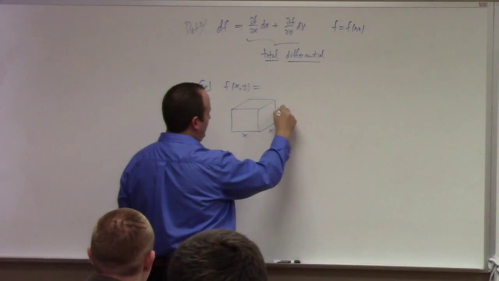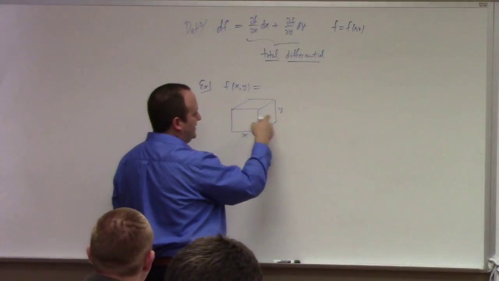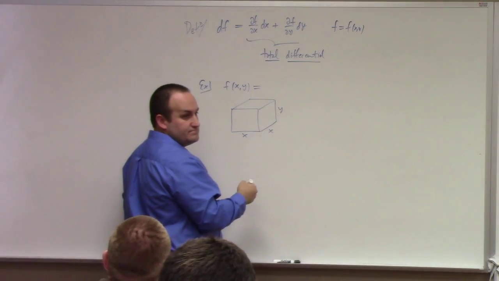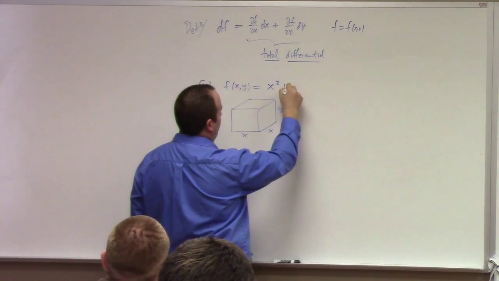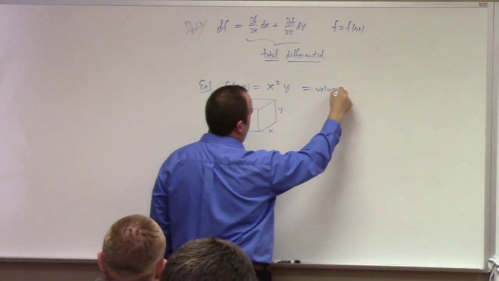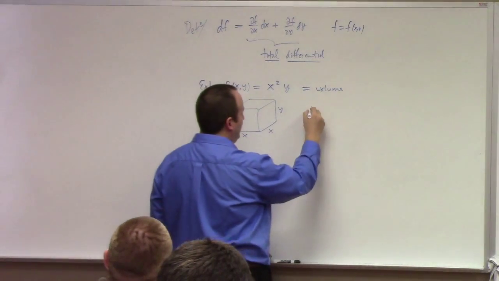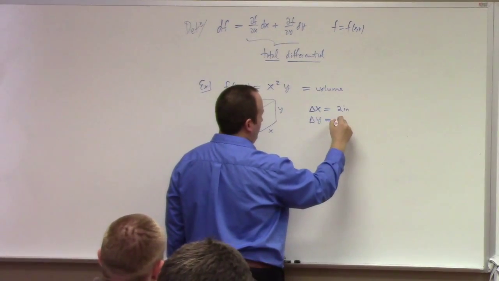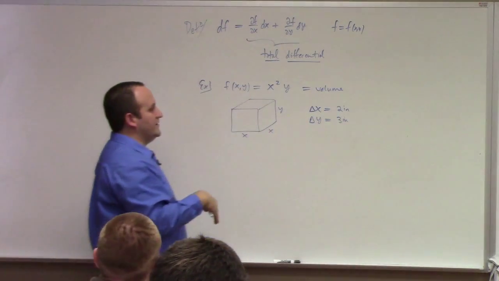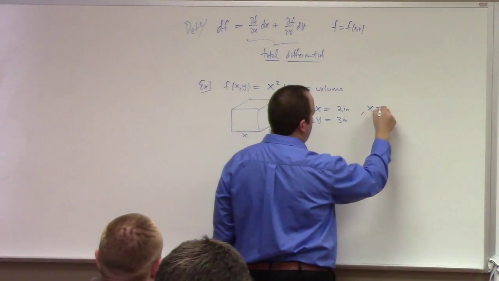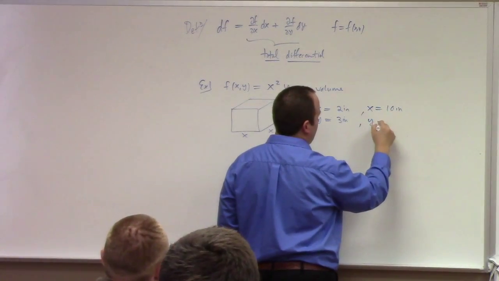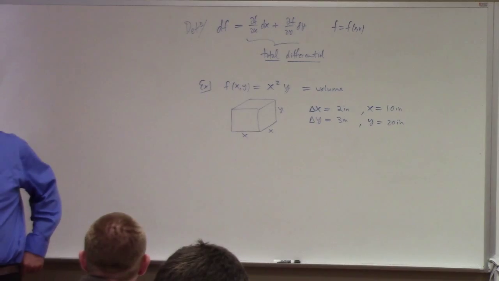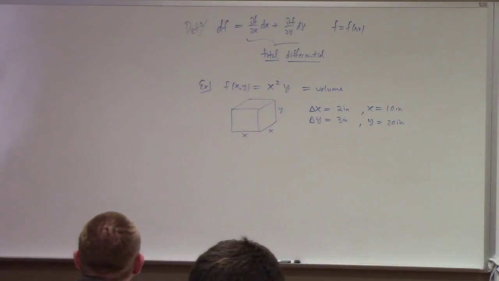How about if I have a box that has height y and it's square, right? What would the volume of this box be? Yeah, x squared y would be the volume, right? So if I were to tell you that you have an uncertainty in the measurement of x of about 2 inches, and the uncertainty of y was about 3 inches, then you could ask, how uncertain are, and suppose that x is equal to 10 inches, and y is equal to 20 inches. Then you could say, okay, so what's the volume and how certain are you of the volume? That would be a standard sort of question you could ask.